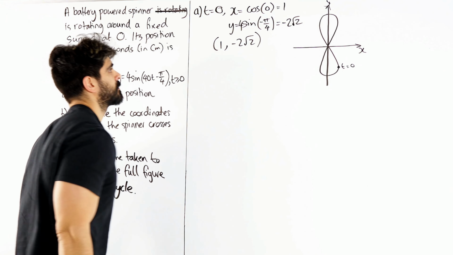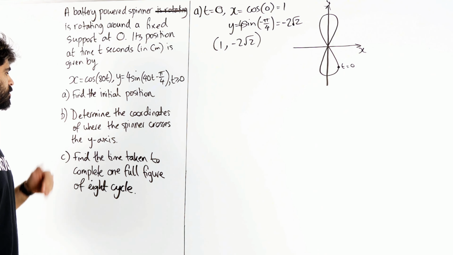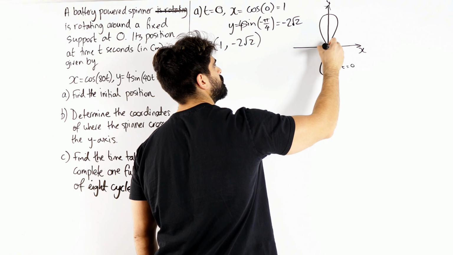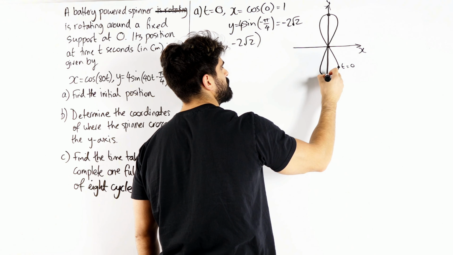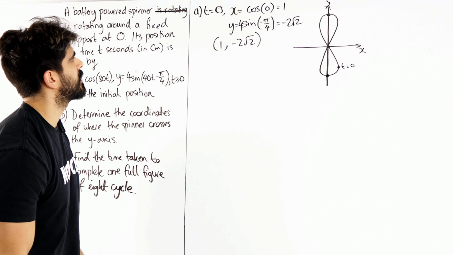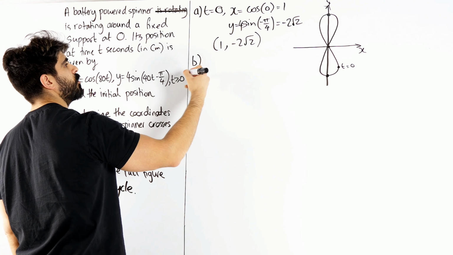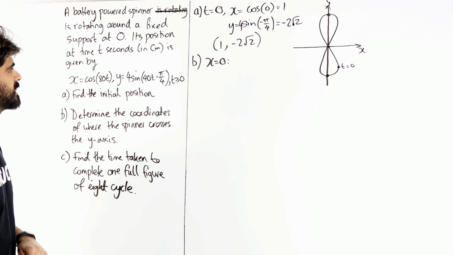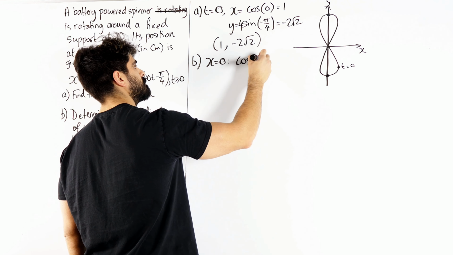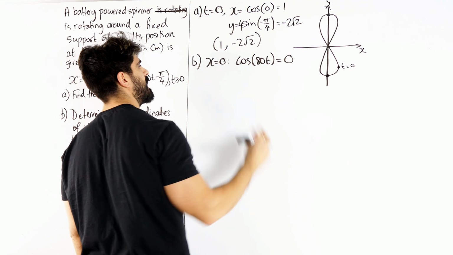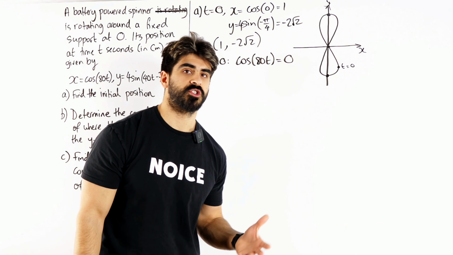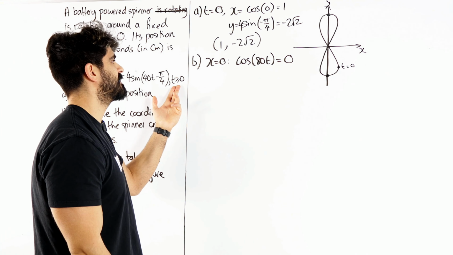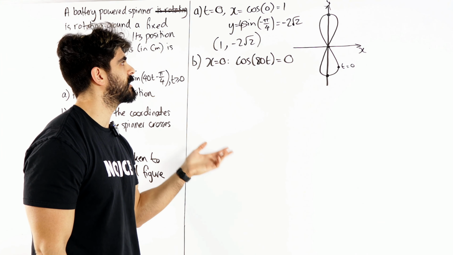The next part of the question is saying, determine the coordinates of where the spinner crosses the y-axis. Well, it looks like it has 3 positions. So to find that, we're going to have to set x to be 0. Now when x is 0, we're just going to get cos 80t as 0. What's missing in this question, which we usually have, is the range. They only say t is bigger than or equal to 0. Multiplying this by 80 doesn't make a difference; 80t has to be bigger than or equal to 0.